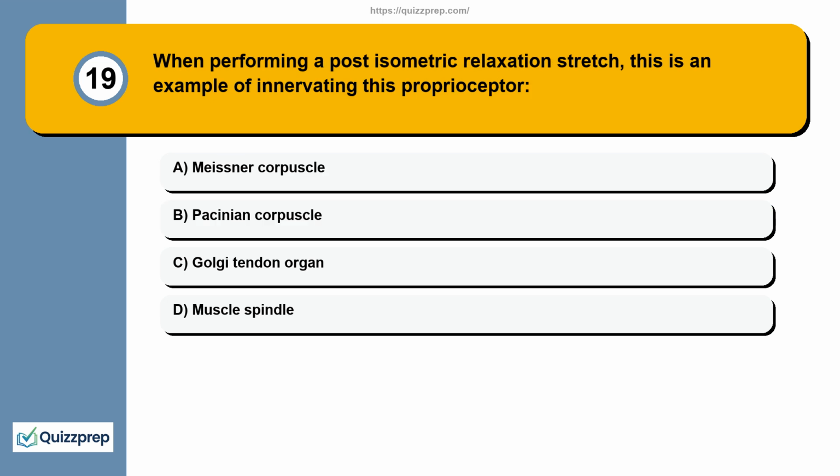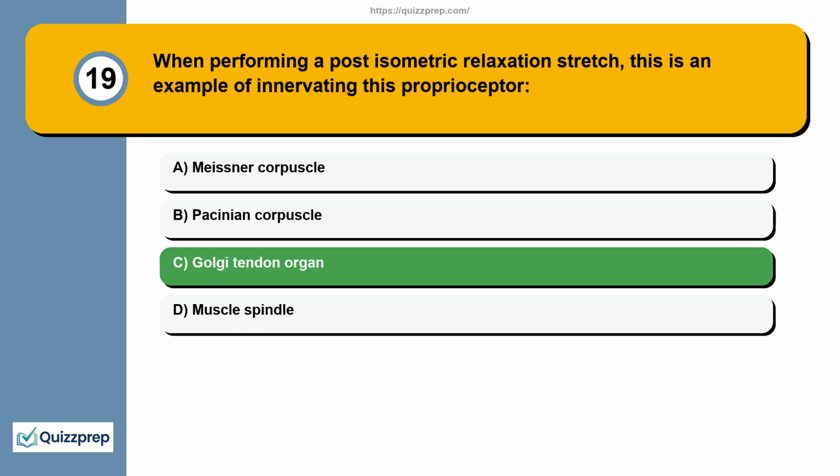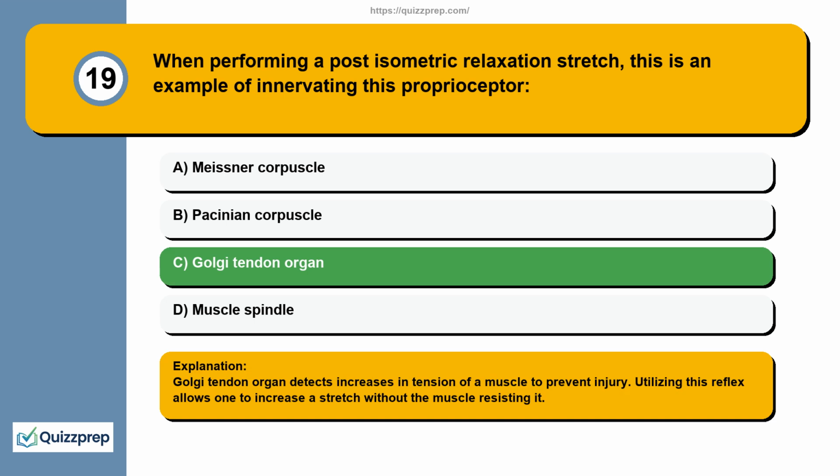Question 19. When performing a post-isometric relaxation stretch, this is an example of innervating this proprioceptor: Meissner corpuscle, Pacinian corpuscle, Golgi tendon organ, muscle spindle. Golgi tendon organ detects increases in tension of a muscle to prevent injury. Utilizing this reflex allows one to increase a stretch without the muscle resisting it.